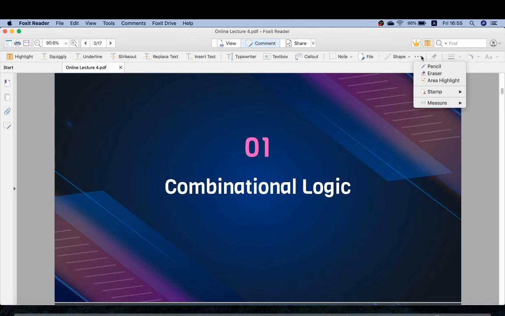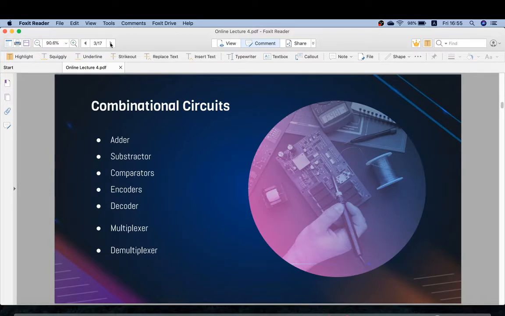Combinational logics. So what are the combinational circuits? First, maybe some of you already heard about adders, subtractors, comparators, encoders, decoders, multiplexers and demultiplexers. These are all the components that we can say are the combinational circuits, or used in combinational logics.